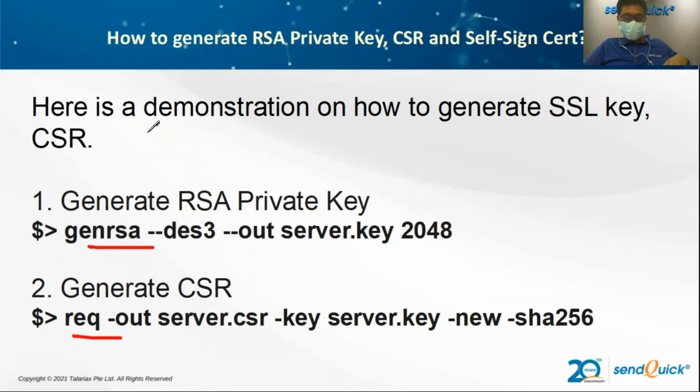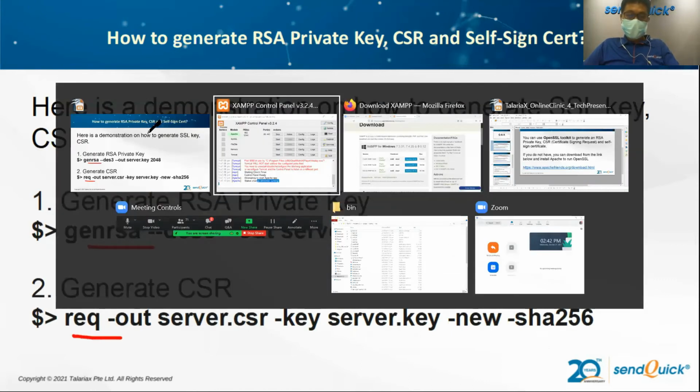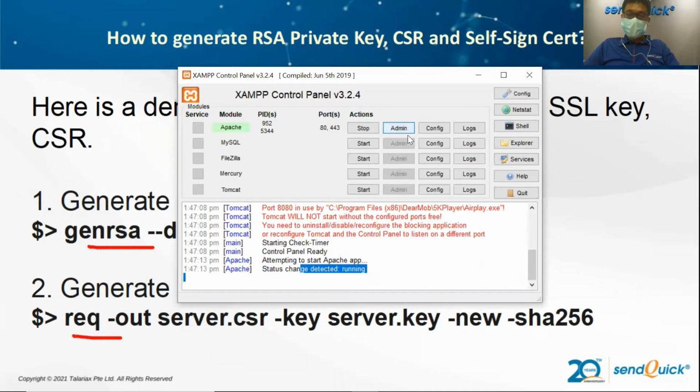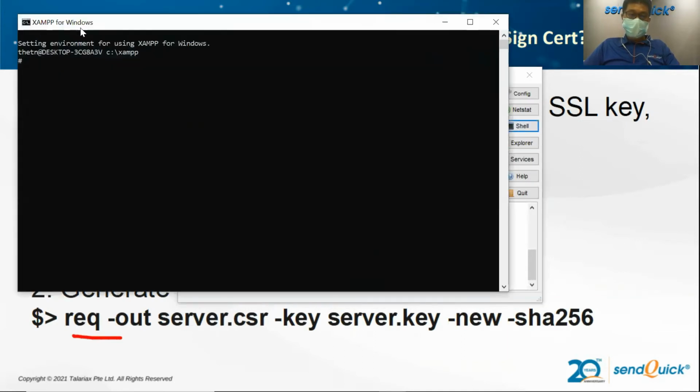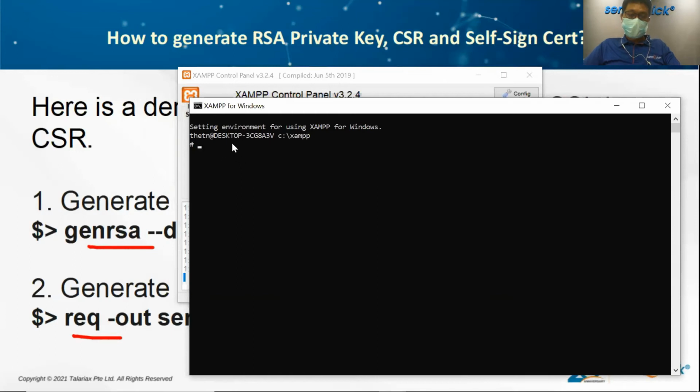For the demonstration, I go back to Apache. This one is running. You click on the shell, then you need to change the directory. You change to the directory Apache/bin, then enter. Then you will see Apache/bin, then run openssl. Now you are inside OpenSSL, then you can run the command.